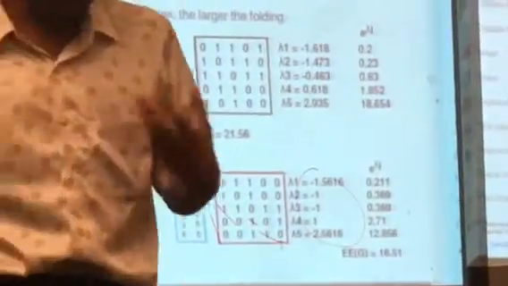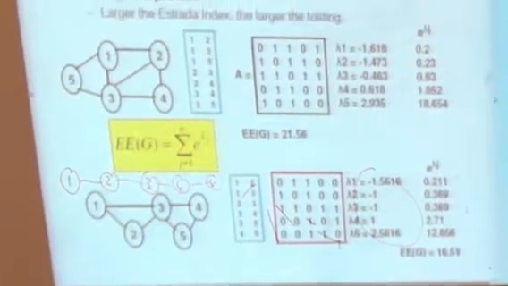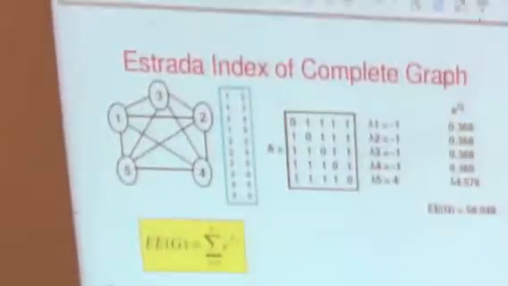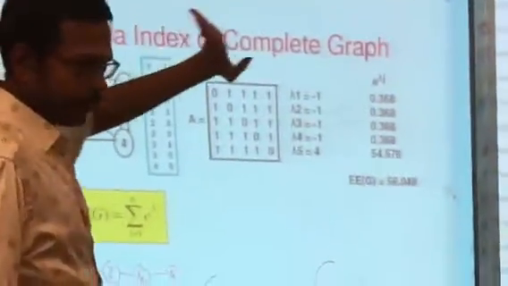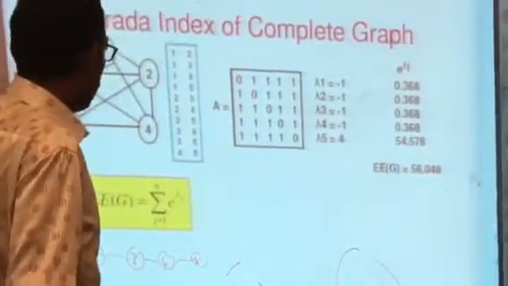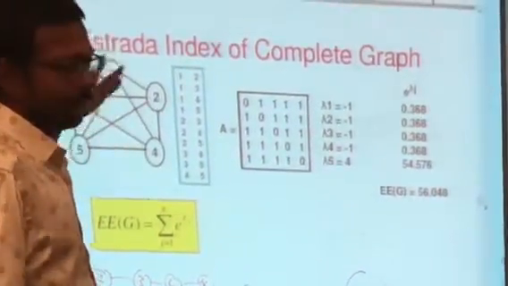So once you do that, again this 21.56 may not give you an idea of how much folding there is. You don't get an idea right away by looking at that number, right? So one way to make it more meaningful is, so this is the graph that we looked at, a graph of 5 vertices. So if all those 5 vertices are connected to each other, it will become a complete graph like this.